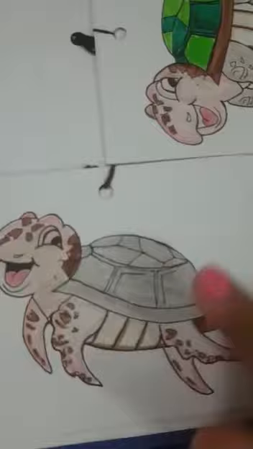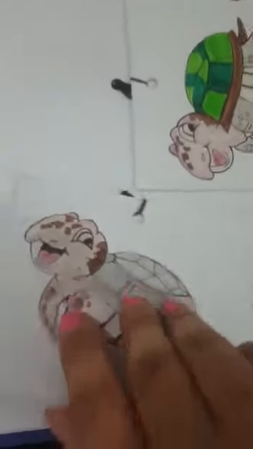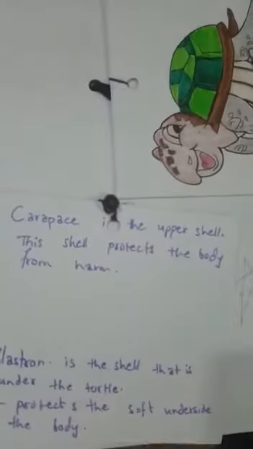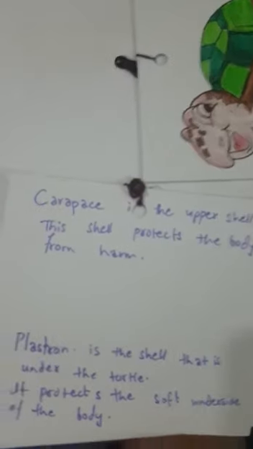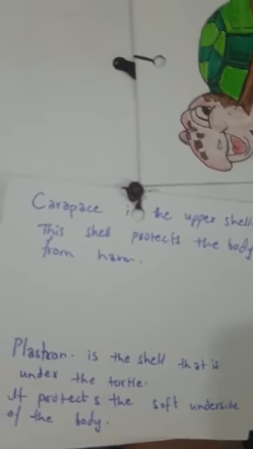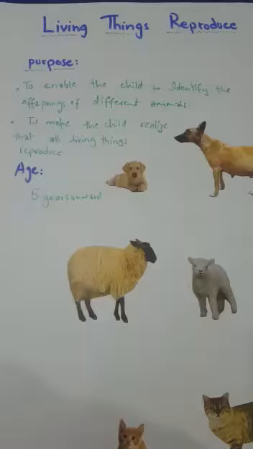A carapace and a plastron. A carapace is the upper shell. The shell protects the body from harm, and the plastron is the shell that is under the turtle. It protects the soft underside of the body.